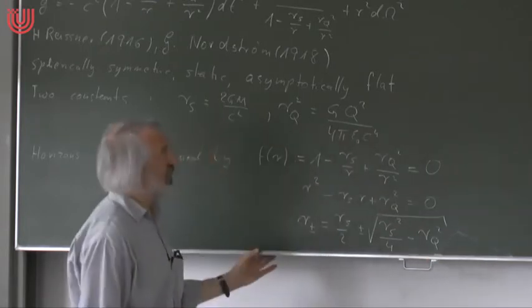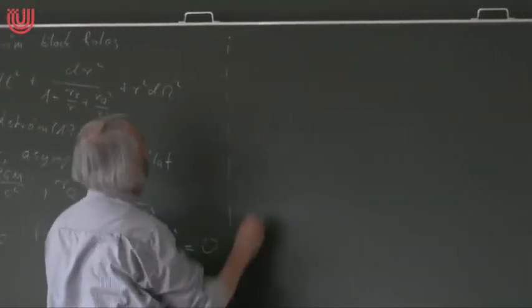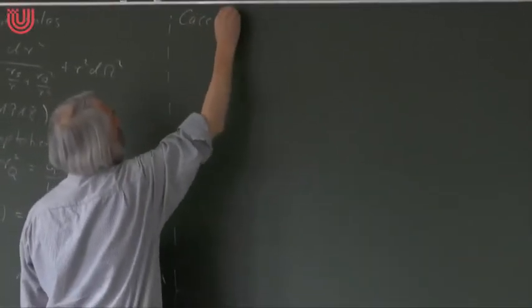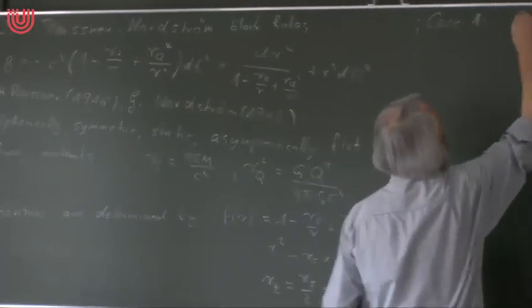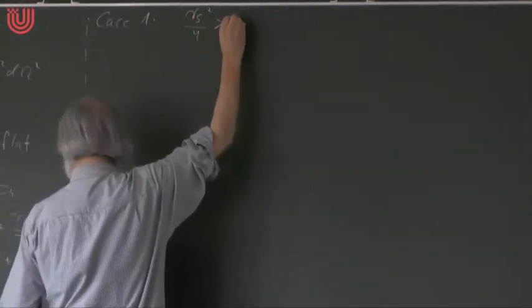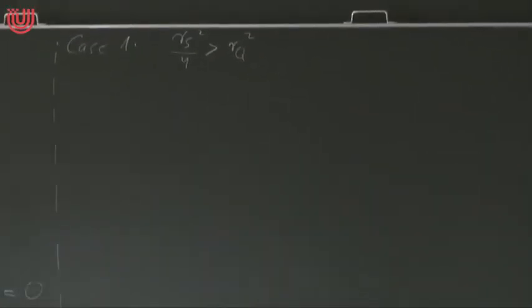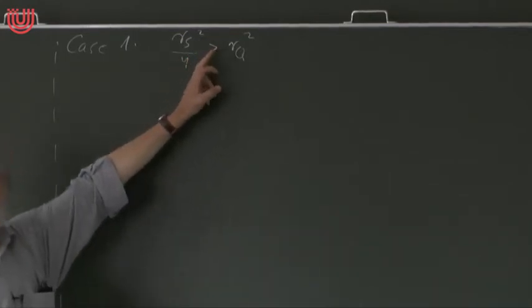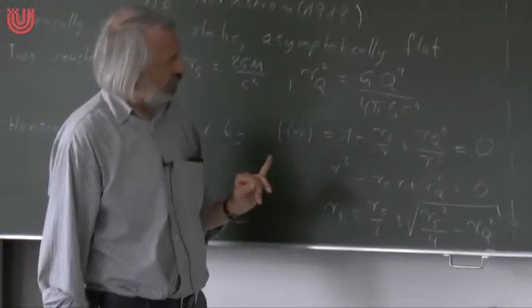Yeah? So we have to distinguish the following cases. Case 1 is that this here is bigger than 0. This means the mass term dominates the charge term. And as I said, for all celestial bodies, stars, planets, or whatever, this is satisfied even with a much bigger sign here instead of just mere inequality. So what do we have then? Then we have two real solutions. Actually, both of them are positive.